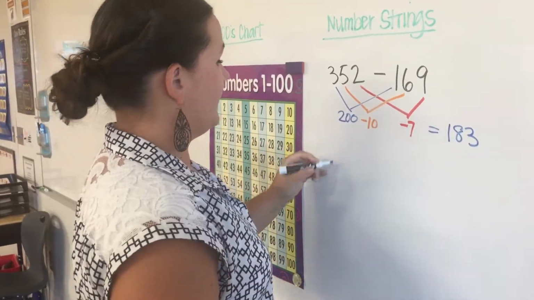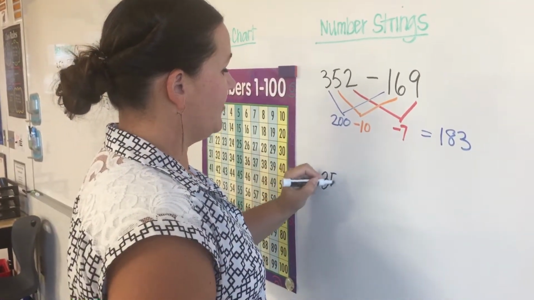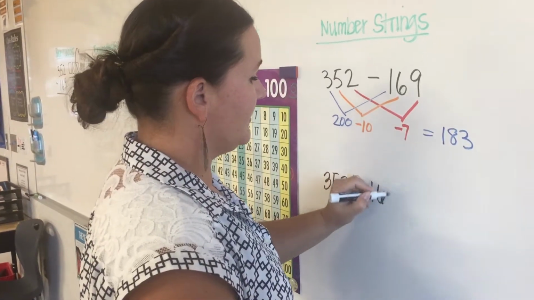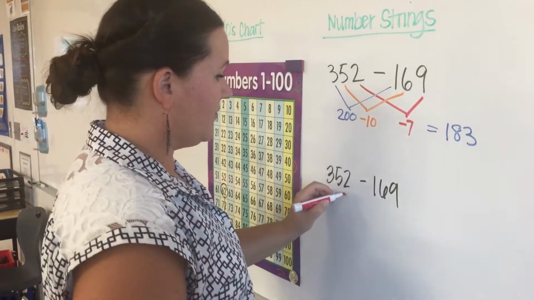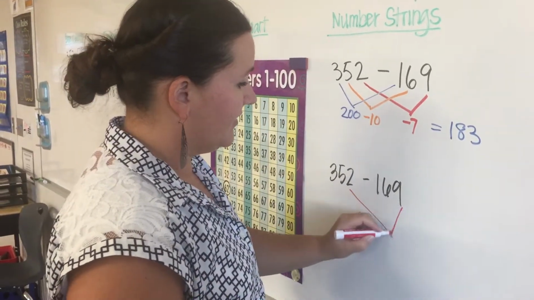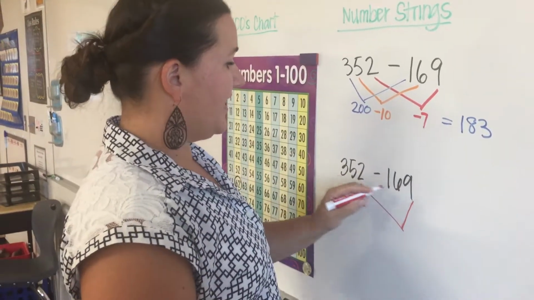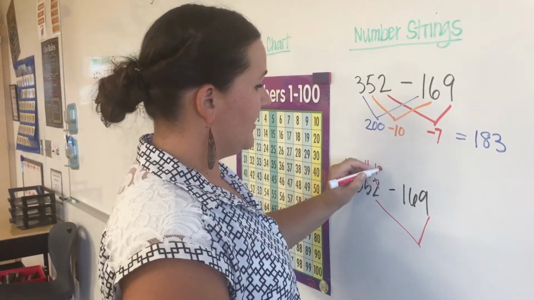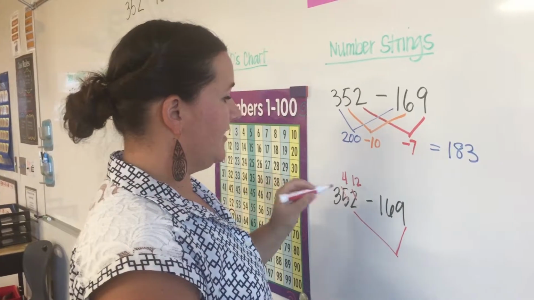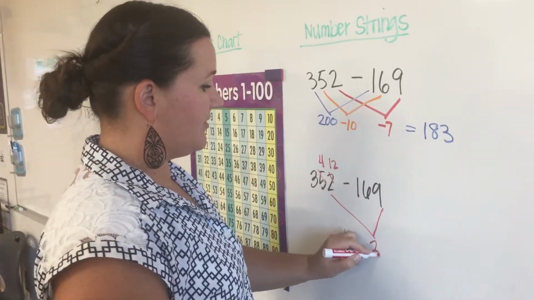Okay. So let's rewrite it just under here. 352 minus 169. I'm going to take my red. We're going to work with my ones. Like she said, 2 minus 9 you can't do. So I'm just going to take a 10, regroup, make that a 12, right? Now 12 minus 9 is 3.